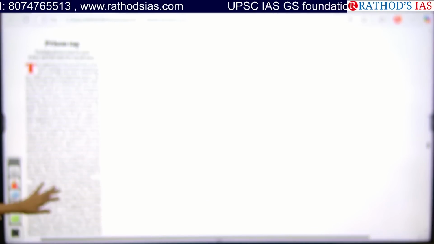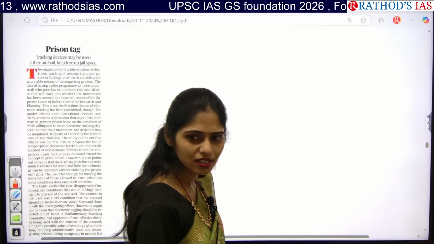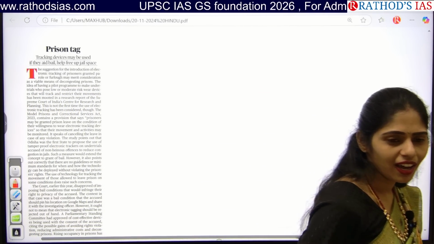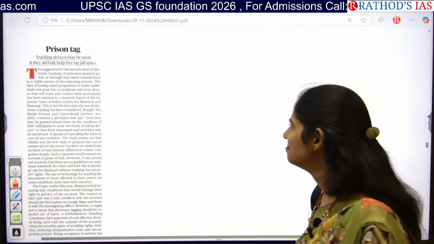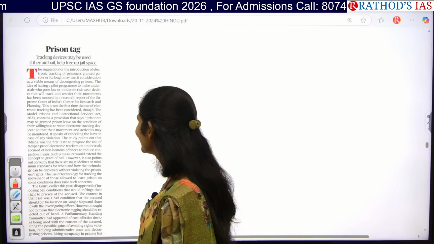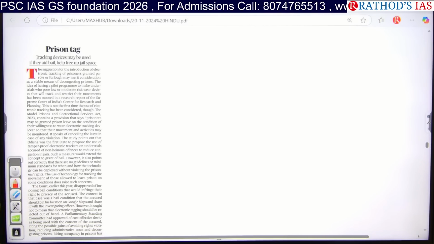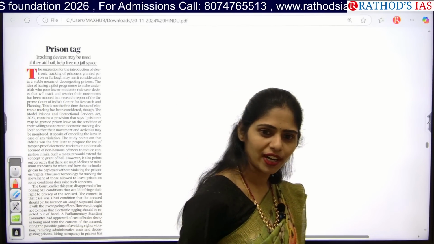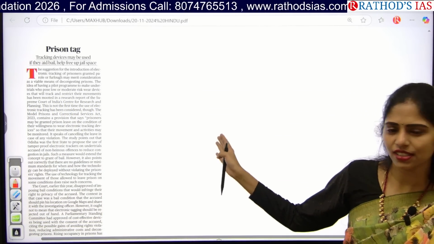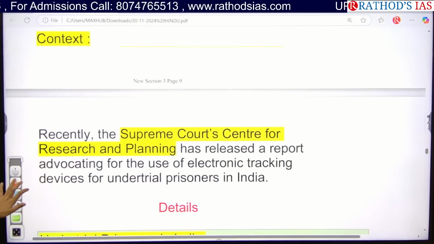Okay, see this article, prison tag. Prison tag, what is this? GPS for prisoners. It is nothing but electronic tracking for those who are accused or who are under trial. We already discussed this topic. Let us just see the introduction part.